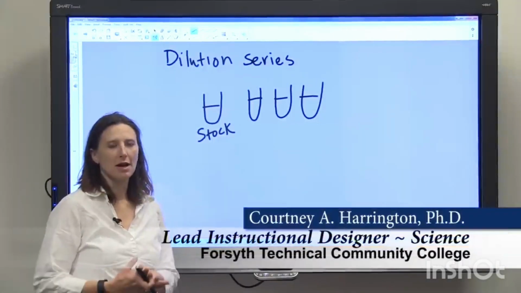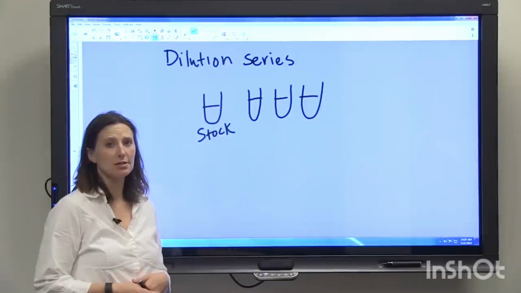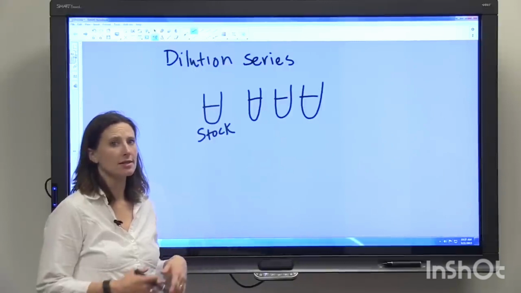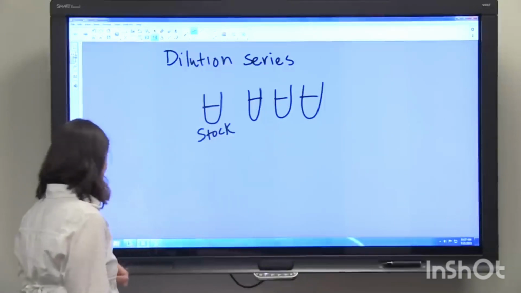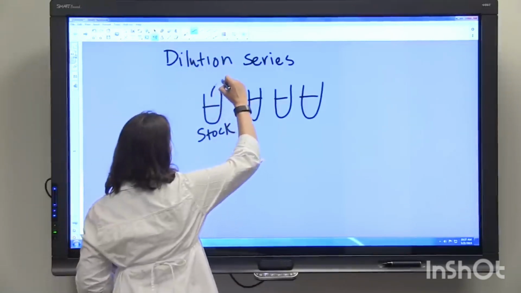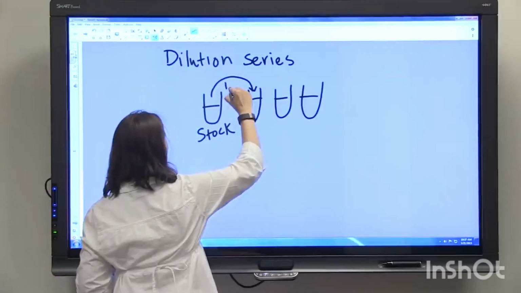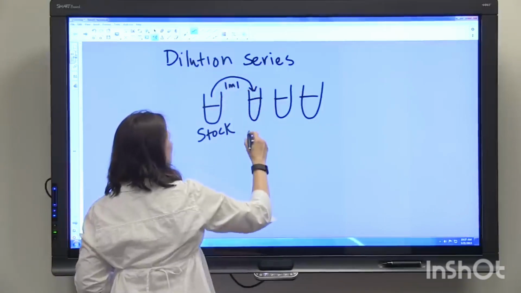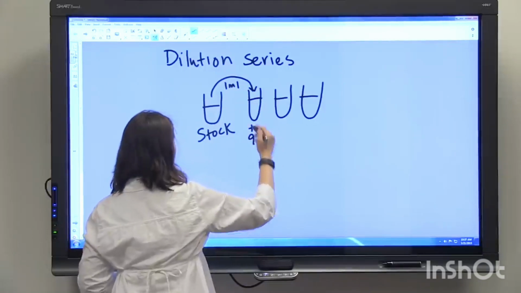Okay, we're going to talk about two other types of dilutions besides simple dilutions: a dilution series and serial dilutions. So first, let's talk about a dilution series. In a dilution series, you're given stock and you're going to add 1 ml to this first test tube and 9 mLs of your diluent.